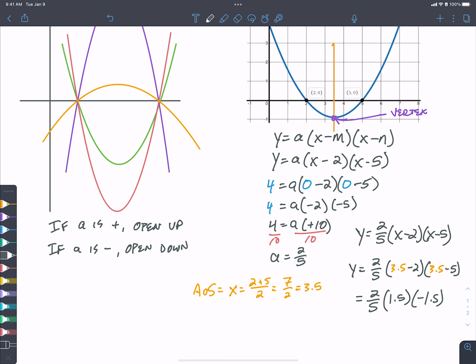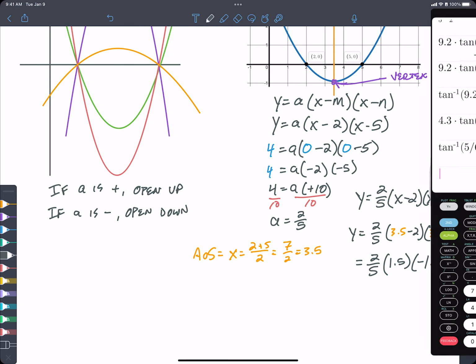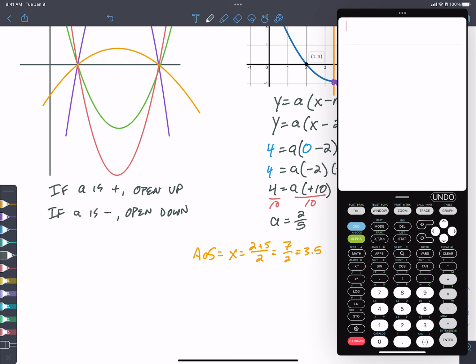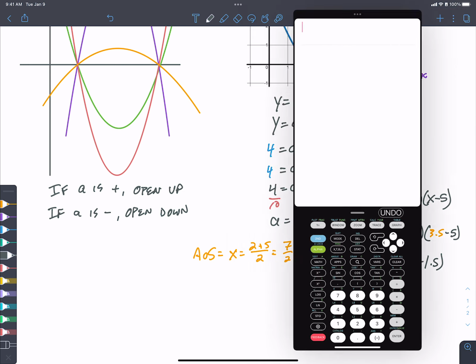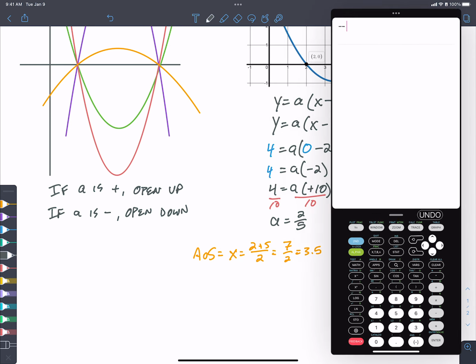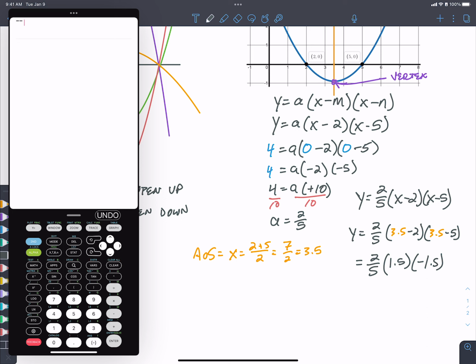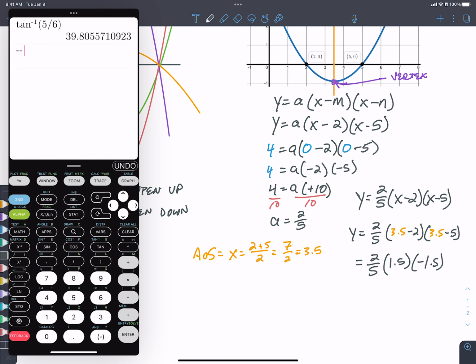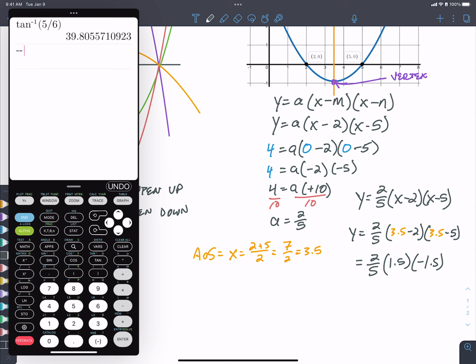Negative 1.5. All right, so I'm going to need some help here. So let's bring over our handy calculator. So we want to do 2/5 times 1.5 times negative 1.5. And we're going to get negative 0.9.